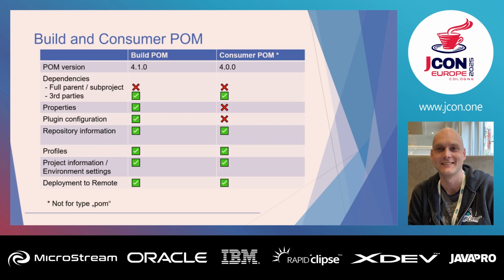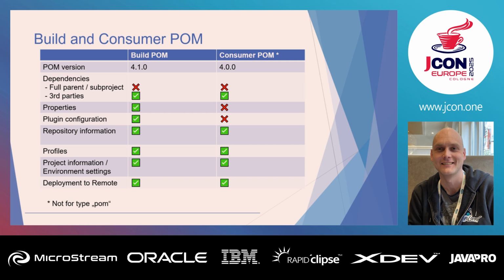If you compare these tools, as of now, we see that the build POM will have the model version 4.1.0, and the consumer POM will stay on 4.0, so it can be consumed by all the tools and all the ecosystems. The dependencies are obviously included in both. Now you're wondering, why is there an X for the parent and sub-project dependencies? Because you don't need them anymore in Maven 4 for your build, and you never needed them when you consume a project. We'll come to this later.